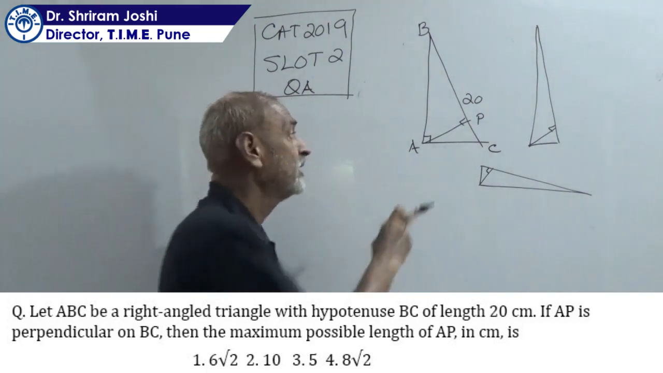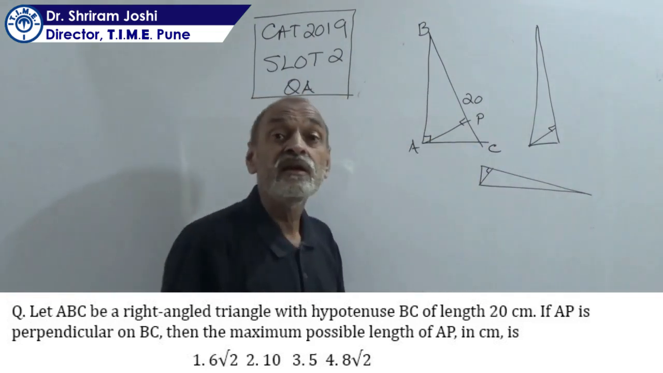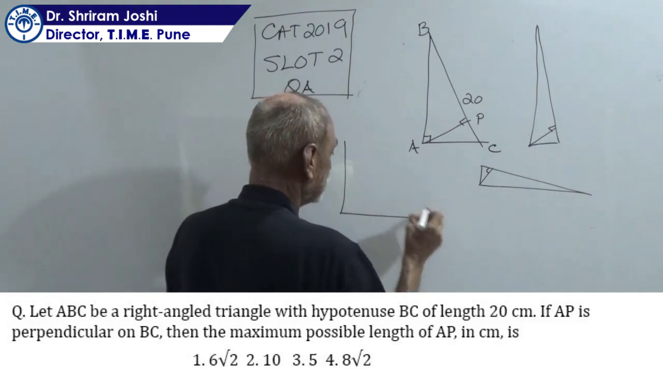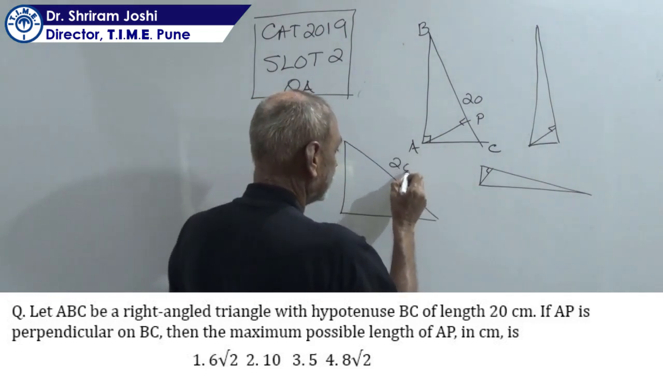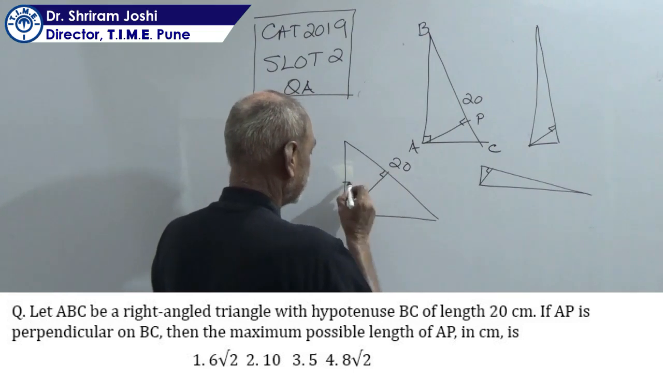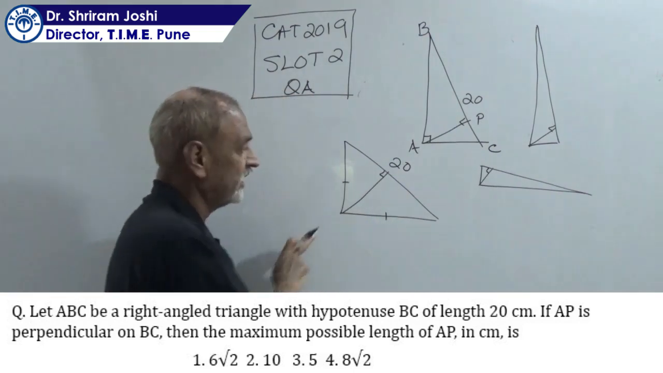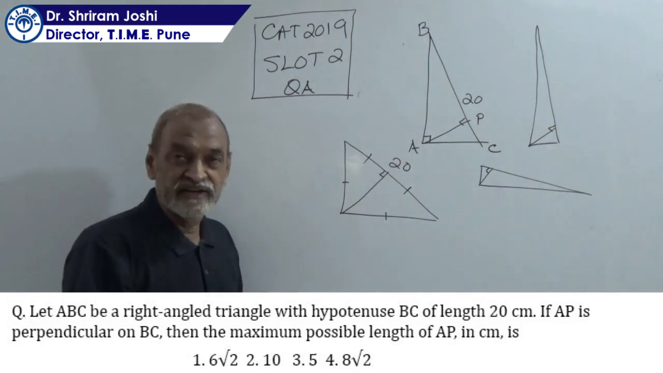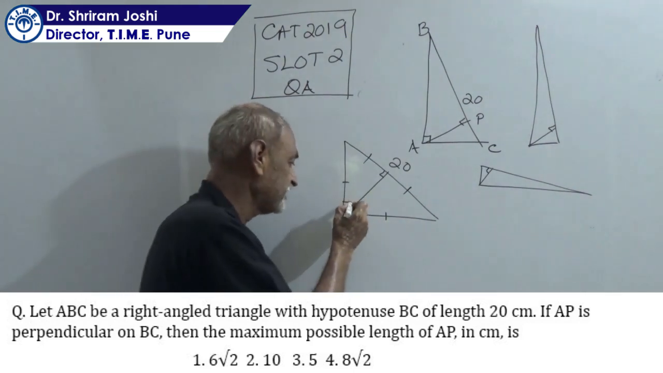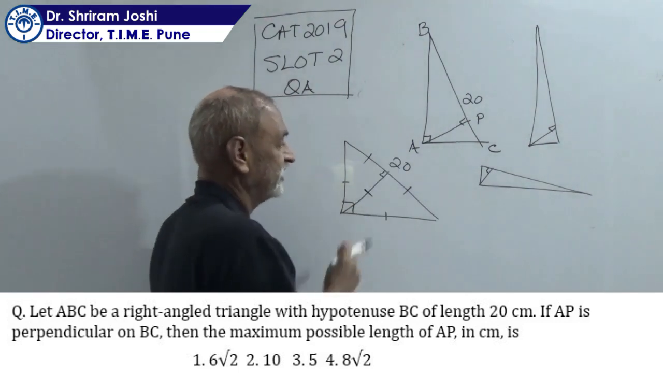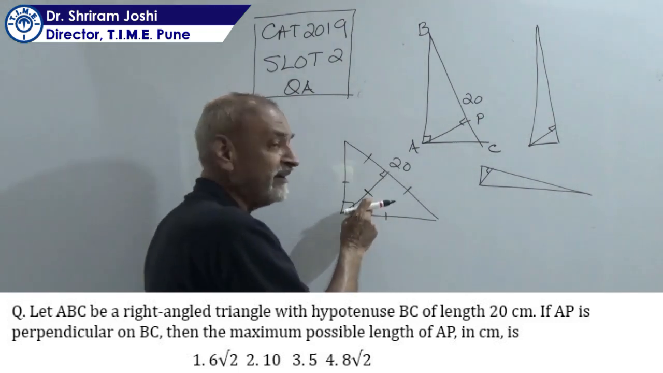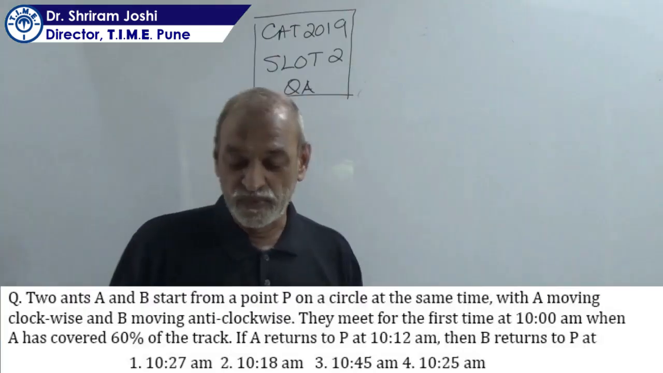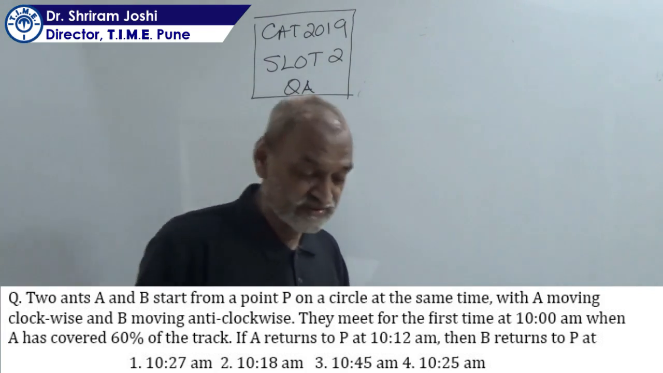It will be maximized when AB and AC are equal in length. So the diagram now is, these are two equal in length, this is 20, and this becomes an isosceles triangle, and the perpendicular drawn to the base will bisect it into right angle triangles. All these three lengths are equal, so 10, 10, and 10. Answer 10. Common sense.